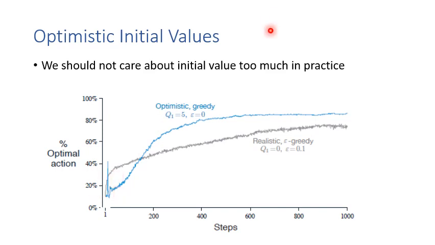This optimism encourages the action value method to explore a lot, because whatever it selects is less than the target value. So the optimistic initial value encourages the agent to explore more at the start, and eventually it will find a good strategy. But in practice, the optimistic value does not necessarily work for complicated environments, so we should not care about the initial value too much in practice.